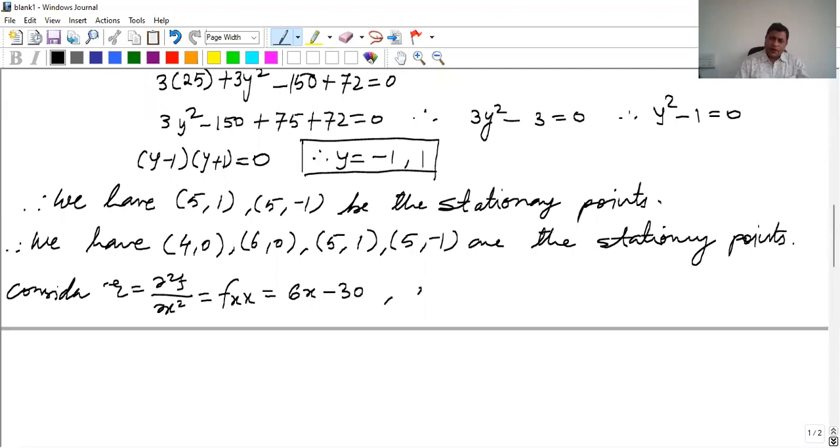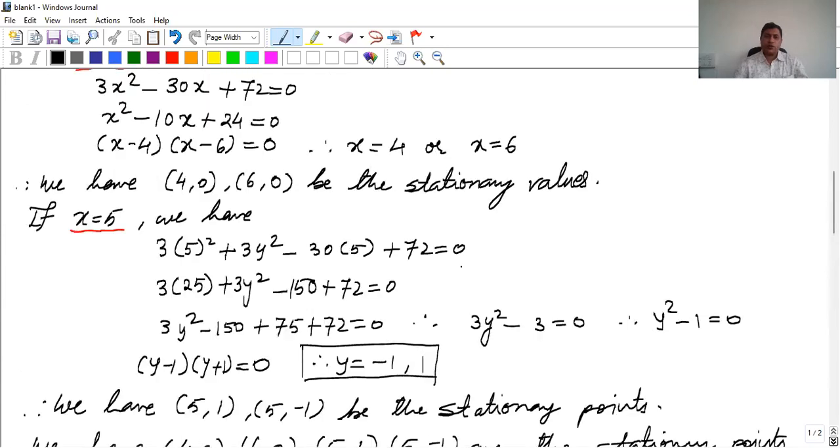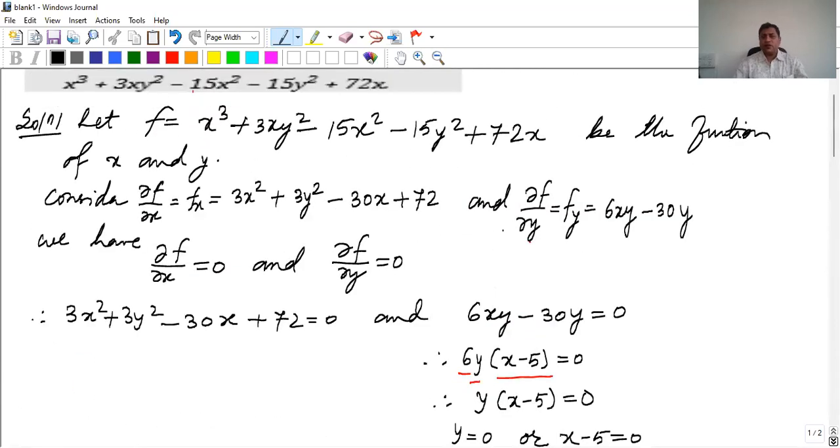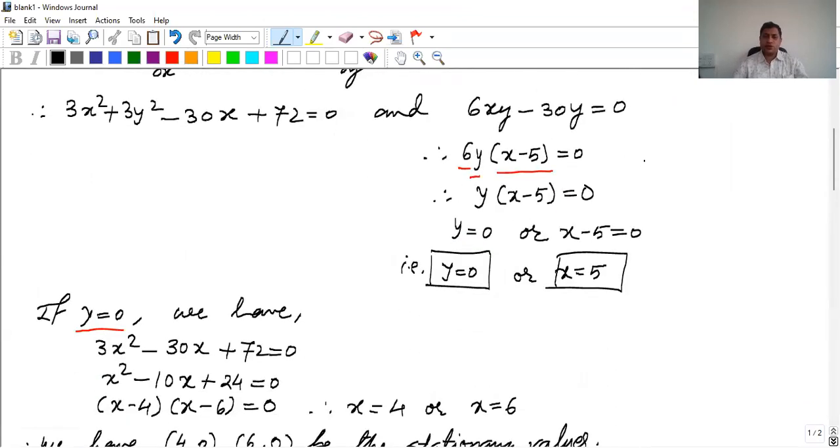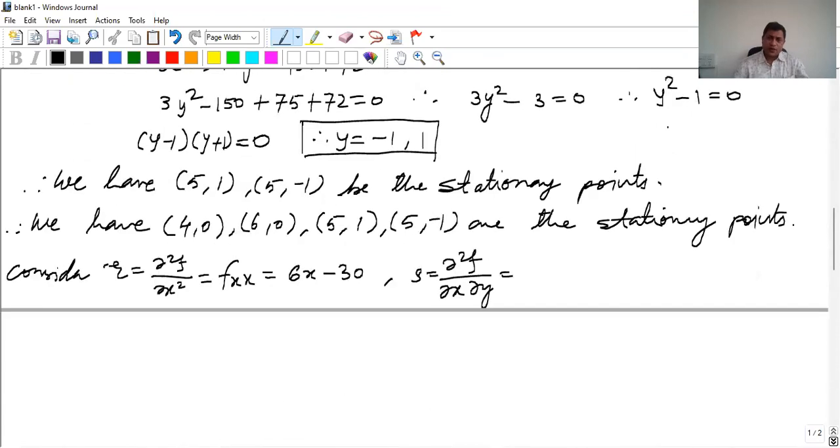Now we calculate S. S is del square f by del x del y. So we find the derivative of del f by del y with respect to x. We have calculated the derivative with respect to y, now differentiate this with respect to x. The derivative of this term is going to be zero, and the derivative of this term is going to be 6y, since we are differentiating with respect to x.